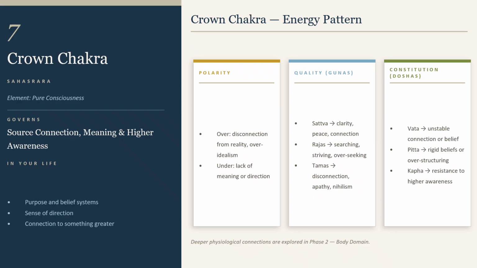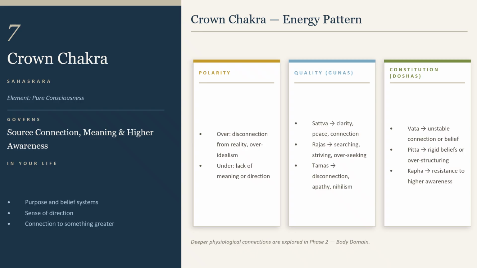And finally, the crown chakra is located at the top of the head, slightly above the crown. It is physically anchored to the cerebral cortex. The body system it is responsible for is the central nervous system. It governs your connection to source, meaning, and higher awareness. This is your relationship with something greater than yourself.